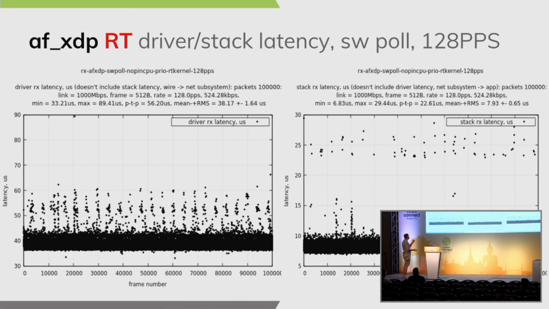This is a plot for driver and stack latency, 100,000 packets with 128 PPS. You can see that we still have some peaks, and that's because we don't use any CPU pinning. The driver also has increased latency because we can't assign a higher priority for the software interrupt than the one used with this CPU for the application itself. So it's software poll.